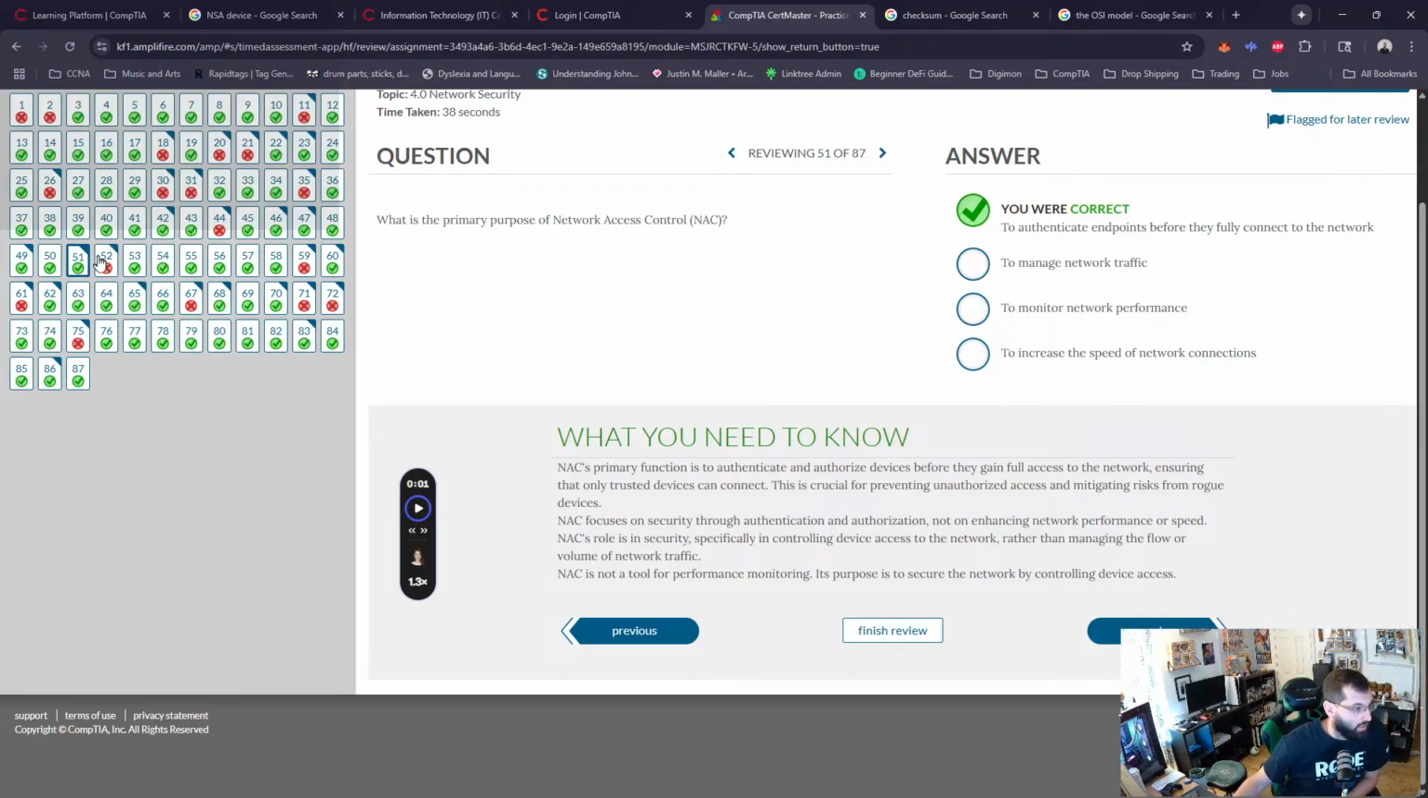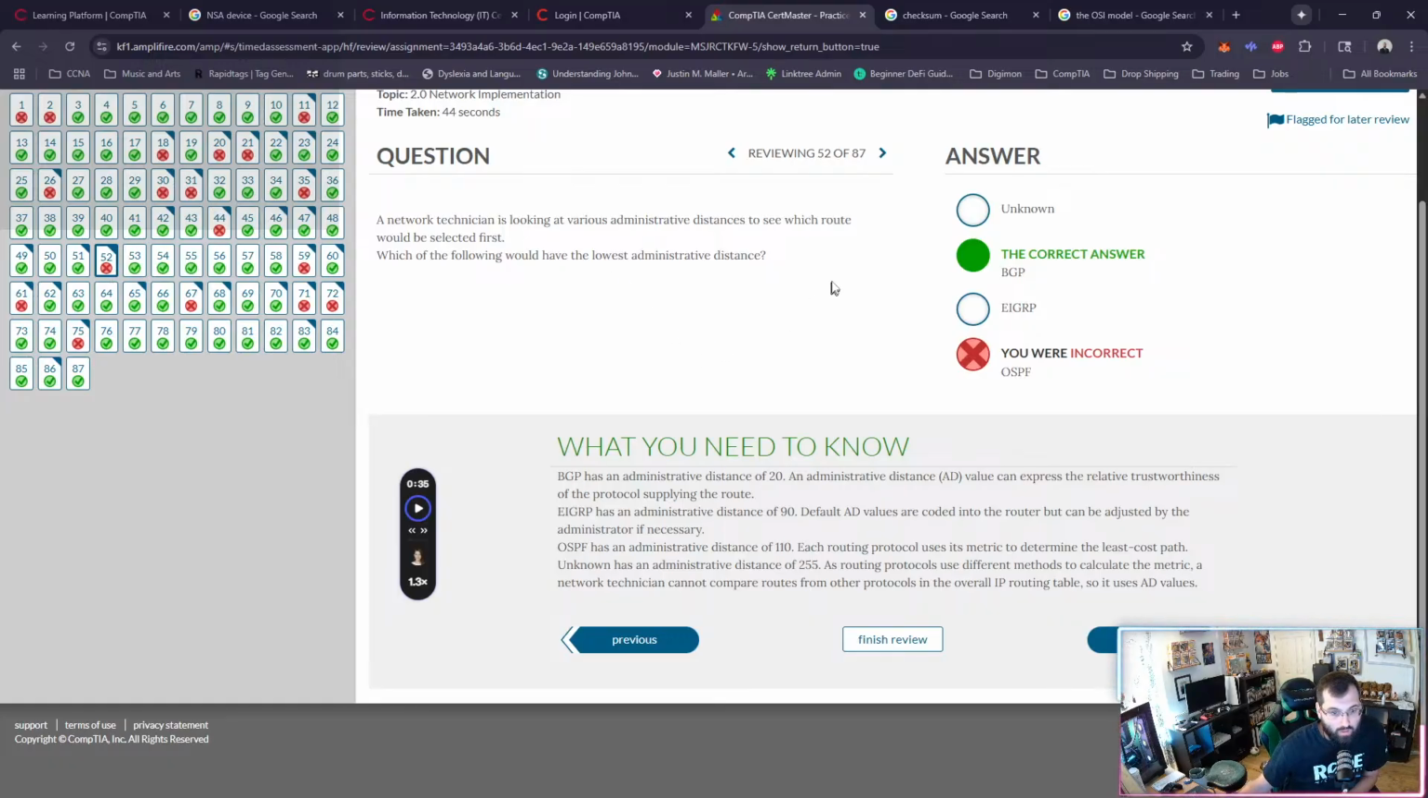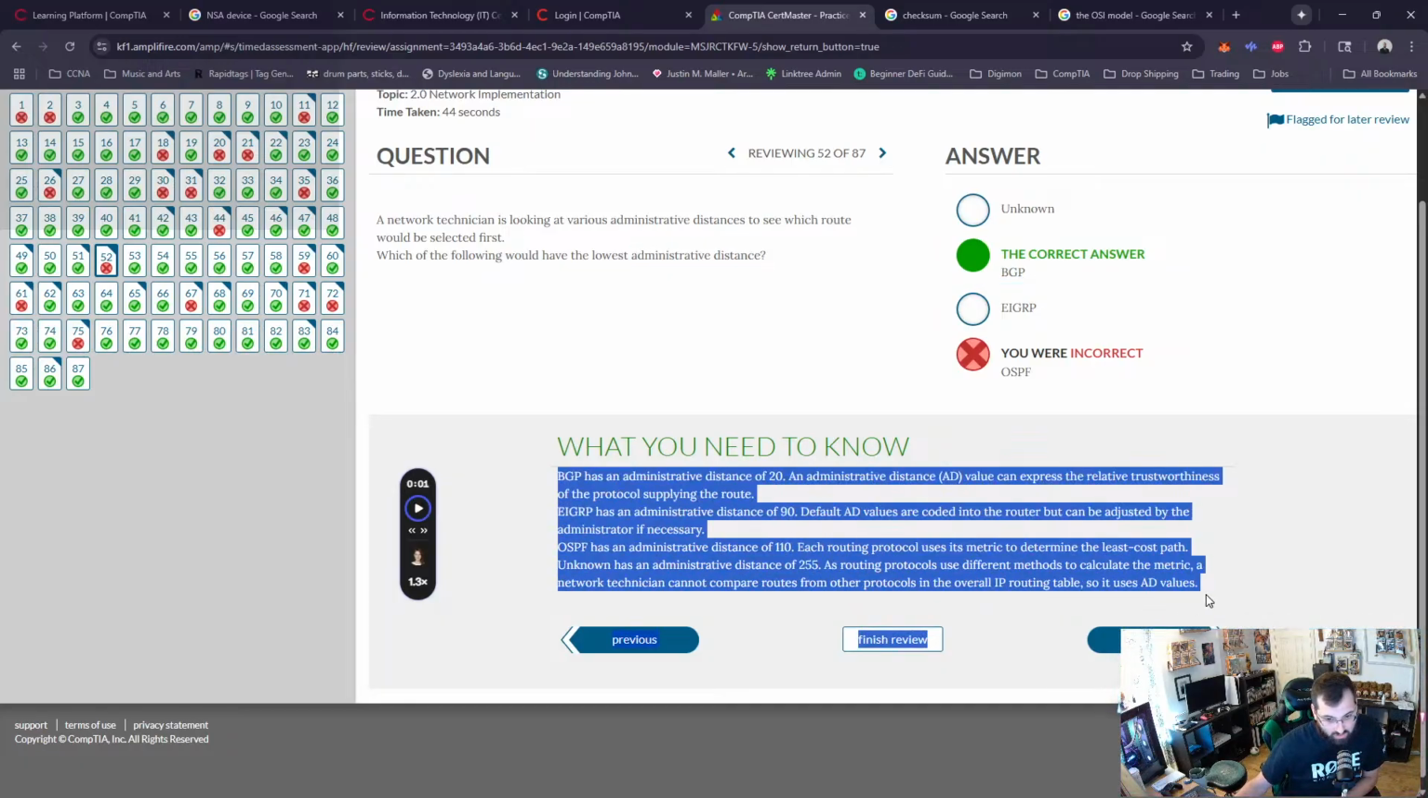All right, now this one that I got wrong. Let's check it out. Crap, I didn't know what any of these were. Well, no, that's a lie. I knew what this was, and I knew what this was. Actually, hold on. This is where it's talking about administrative distance. I just have to memorize these distances.